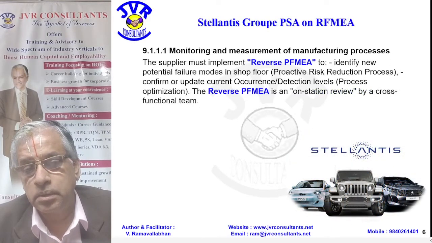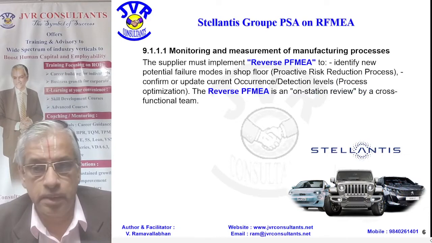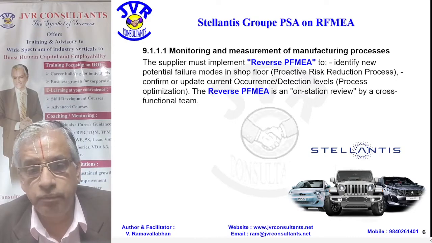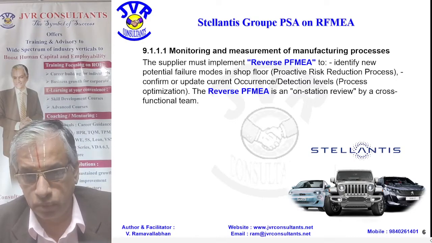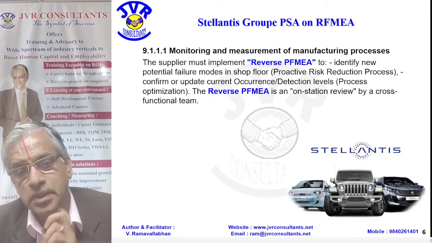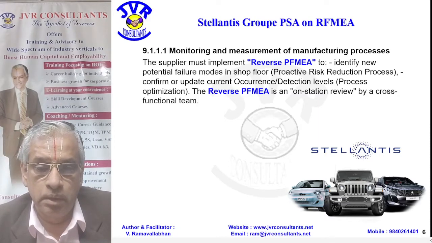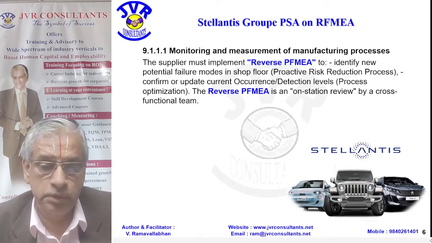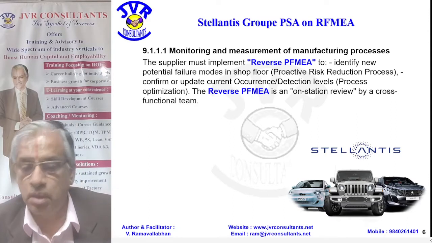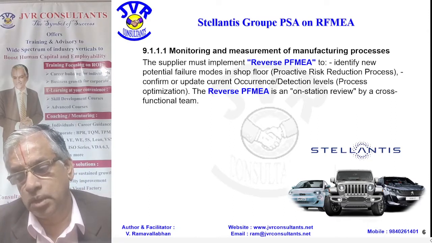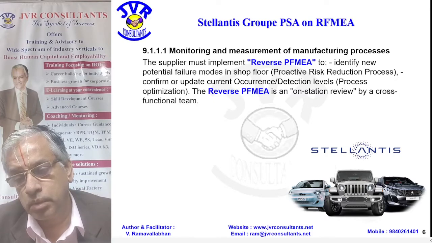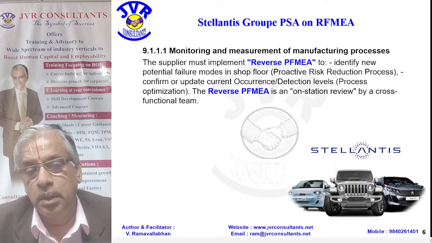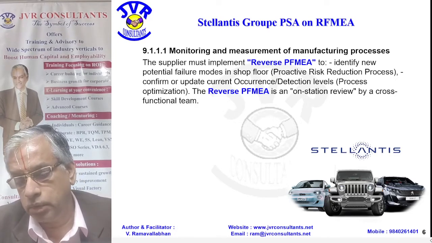Then Stellantis Group PSA, what do they say? The supplier must implement reverse PFMEA to identify new potential failure modes on the shop floor. So it is, once again, a proactive risk reduction process. Confirm or update current occurrence and detection levels, and process optimization. The reverse PFMEA is an on-station review by a cross-functional team. So the cross-functional team, instead of sitting in a conference room and doing the reverse FMEA process, gets to the shop floor. On the shop floor level, you need to carry out this process.